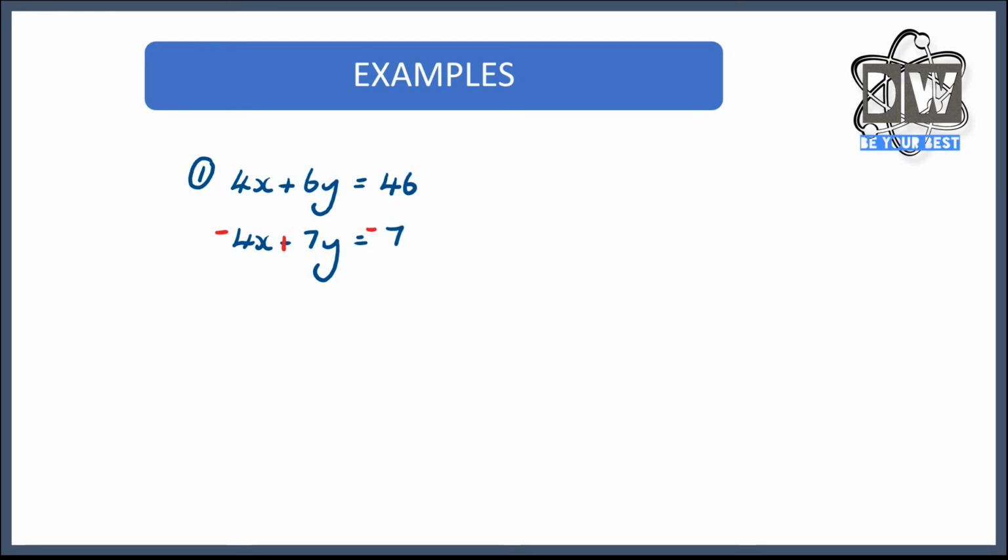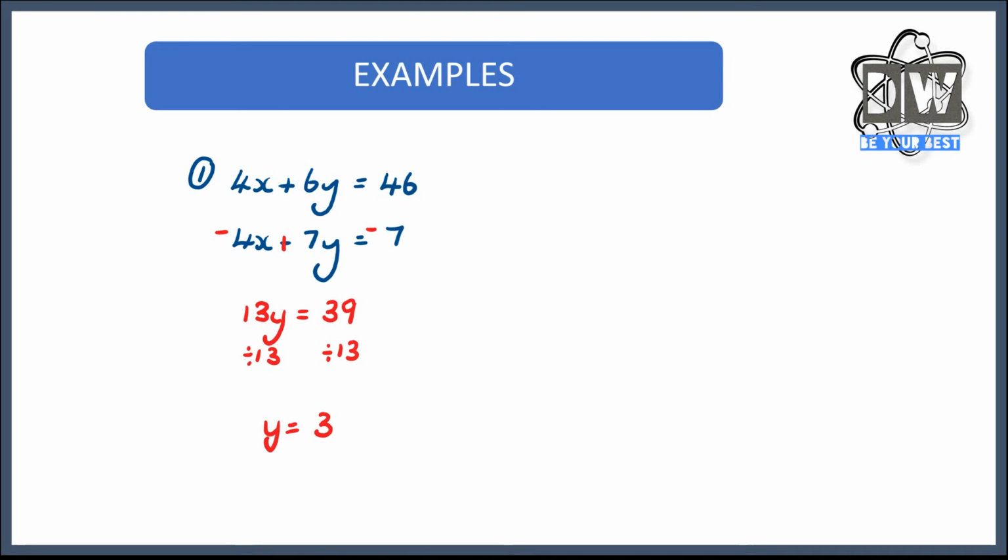And now it should be nice and easy, because what we've got is 4x, take away 4x, which is nothing. We've eliminated those. We've got 6y, add 7y, and we've got 46, take away 7. If we do all of those things, we'll end up with 13y equals 39. And if we divide both sides by 13, we'll end up with y equaling 3.